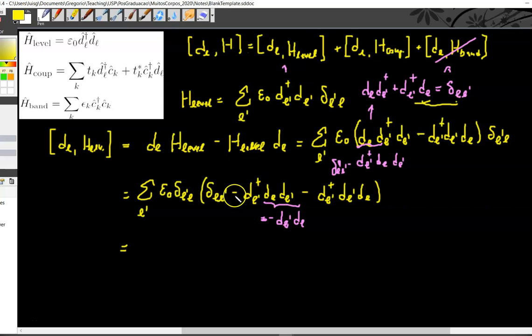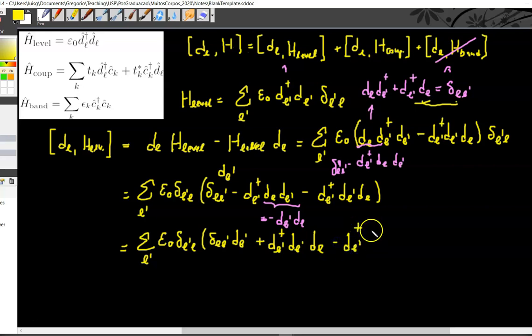So if I now switch the two, I get a plus here. Sum over l' epsilon 0. Oh, there's a d_l that I forgot. There's this d_l' here multiplying the other delta. Okay, delta l' d_l' plus d_l' d_l' d_l minus d_l' d_l. So now I can cancel these two, and I can do the sum over l'. So if I do the sum over l', well, the two deltas just become 1, and I get epsilon 0 d_l. Okay.